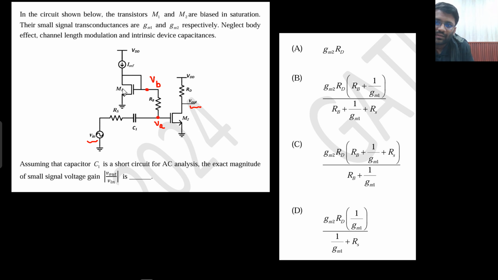So if this node is VB, this node will also be VB. Now if this node is VB, then how much current will it drive here? This MOSFET is M1. So how much current will we get here? That would be GM1 VB. If this current is GM1 VB, then how much will this current be? That would also be GM1 VB. How much will this current be? That would also be GM1 VB. So this current is GM1 VB. Is that understandable to you? Now just let me know how much will this current be. Sir, 0 ampere.